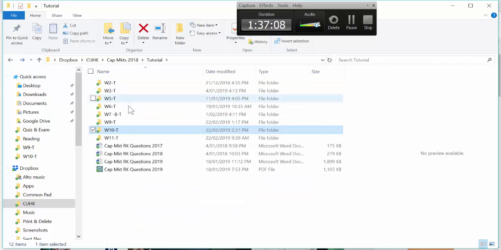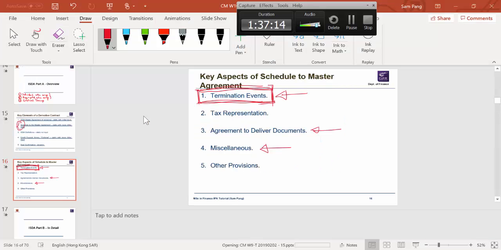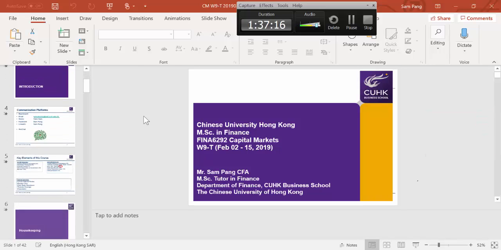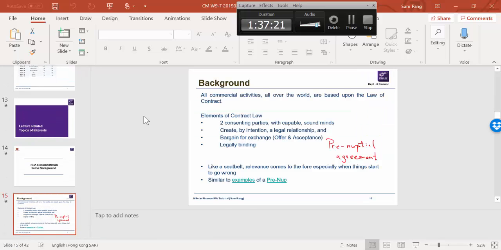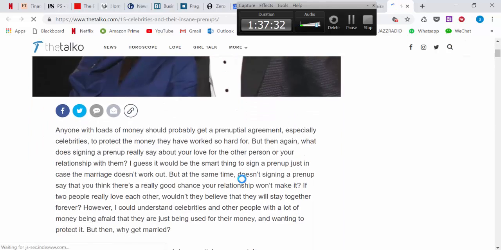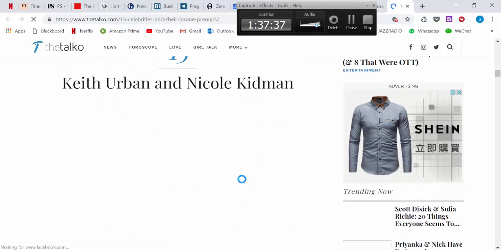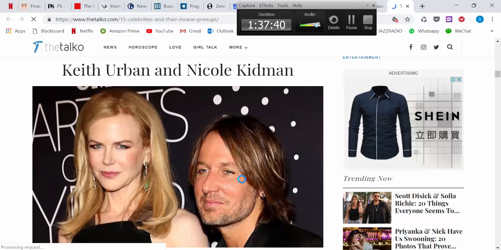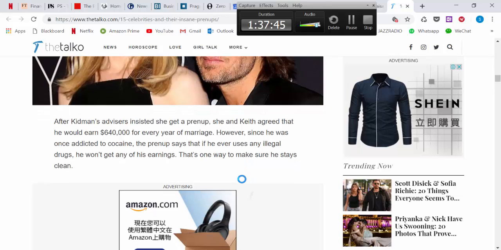It's a little bit like, if you remember, and I'm sorry I keep bringing up this example, but it just makes it easier for people to understand. So you remember I told you about the prenups. Do you remember that? And there were some examples. One of them was, okay, Keith Urban is a singer. I don't know about his music. And Nicole Kidman is an Australian actress.